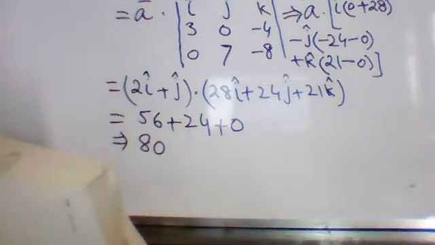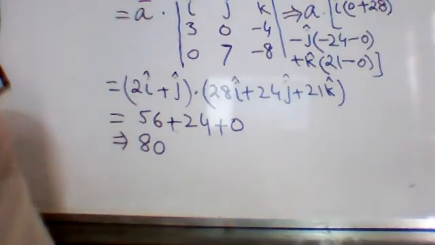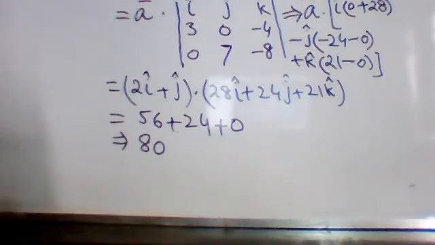Question number 35. The parallelogram ABCD vertices are given. We will find the area.